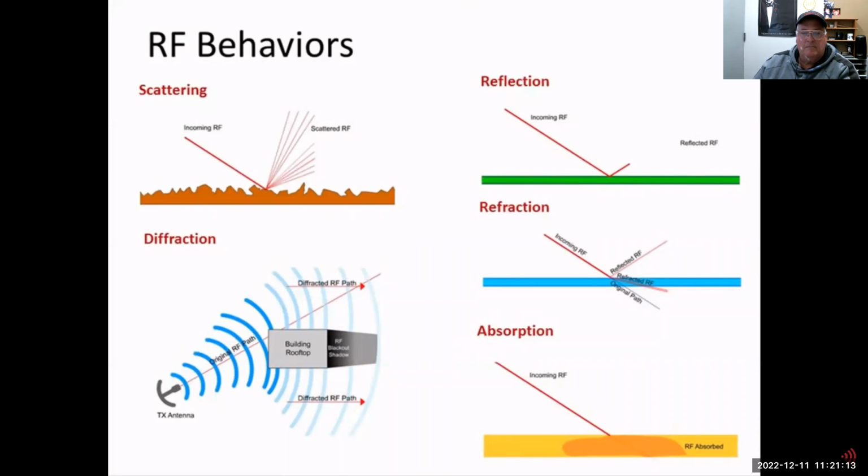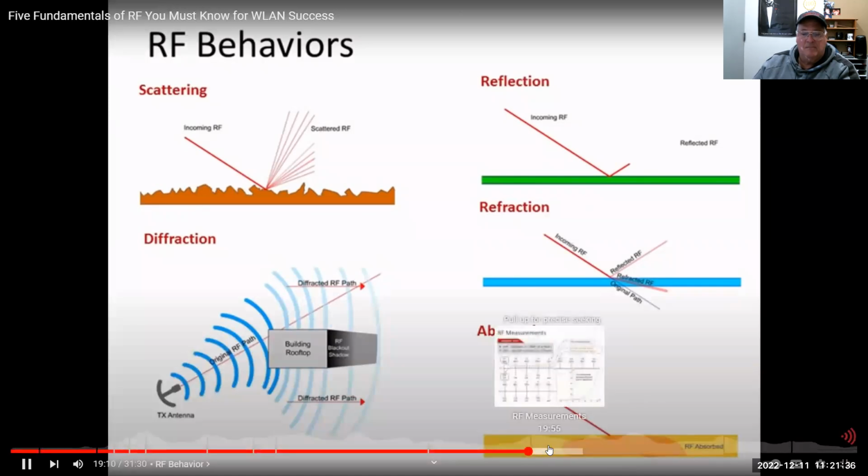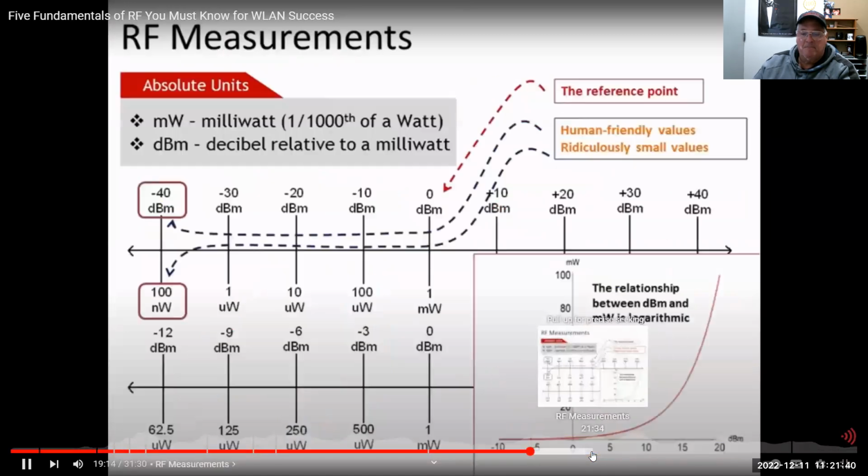Now, the interesting thing is that this can be bad for old type of networks like 11B/G and 11A, but it can be very good for new networks like 11N and 11AC, because these multiple signals give us this reflectivity that allows us to have multiple spatial streams, separation of data based on phases and other factors. So RF behaviors, key to understand.